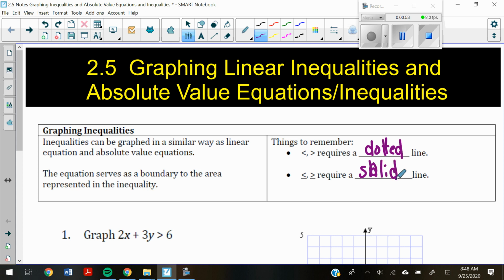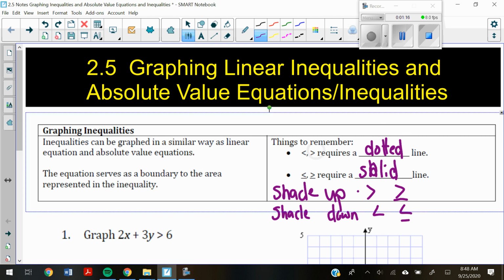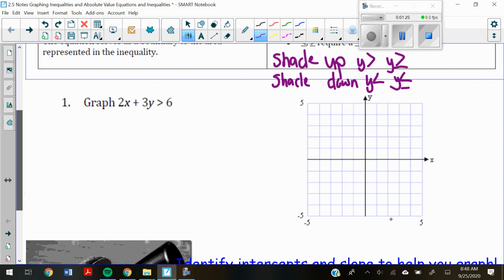Okay, so you're going to shade up, above the line, when it's a greater than or equal to, and you're going to shade down when it's a less than or equal to. So those work only if the y is on this side, just the y, for that to work. Okay, you should remember that from last year.